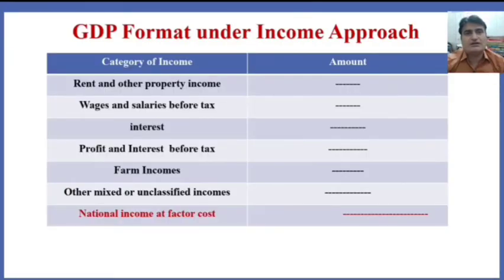In order to calculate the GDP through the income approach, we take the sum of the income received by the resource owners in the form of rent. So first we shall take the rent and other property income, then we shall add the wages and salaries before tax, and the profit and interest before tax, and the farm incomes or other mixed or unclassified incomes. After adding all these things, we shall reach national income at factor cost.